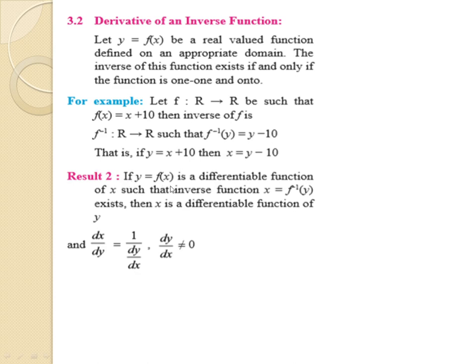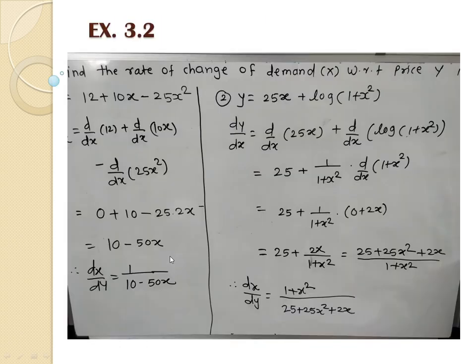If y is equal to f of x is a differentiable function of x such that the inverse function x is equal to f inverse of y exists, then x is a differentiable function of y, and dx by dy is equal to 1 upon dy by dx, and dy by dx is not equal to 0. Now these are examples on inverse function. First example, find the rate of change of demand x with respect to price y.